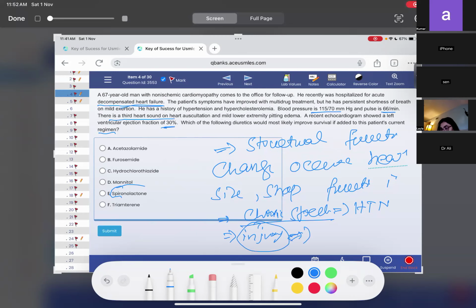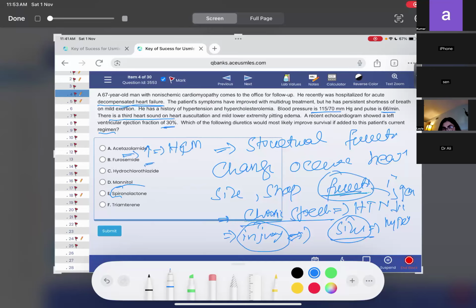Due to these stresses, there is either a change in size of the heart, like hypertrophy, or a change in function of the heart, either increase or decrease in contractility. Can anybody give me an example of increased contractility? Hypertrophic cardiomyopathy. And decreased contractility? Heart failure, excellent, and dilated cardiomyopathy, in which eccentric hypertrophy occurs.